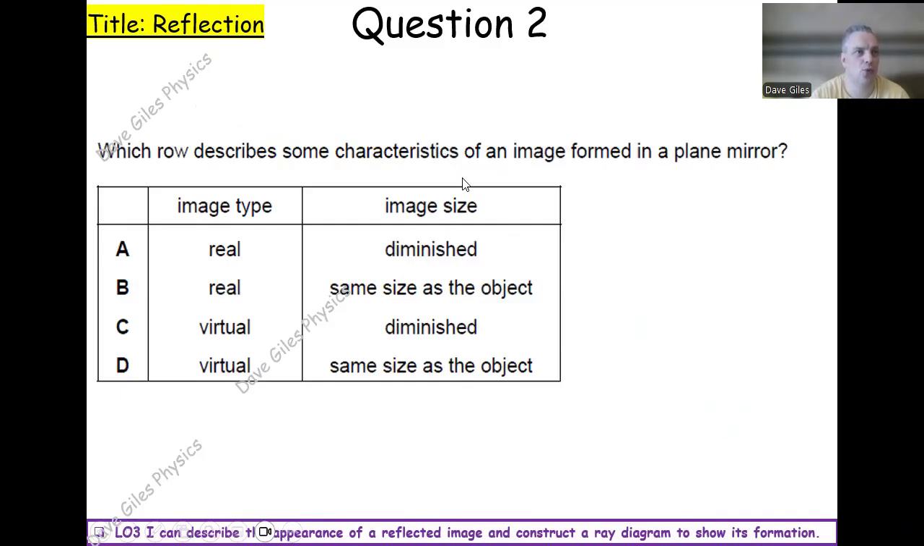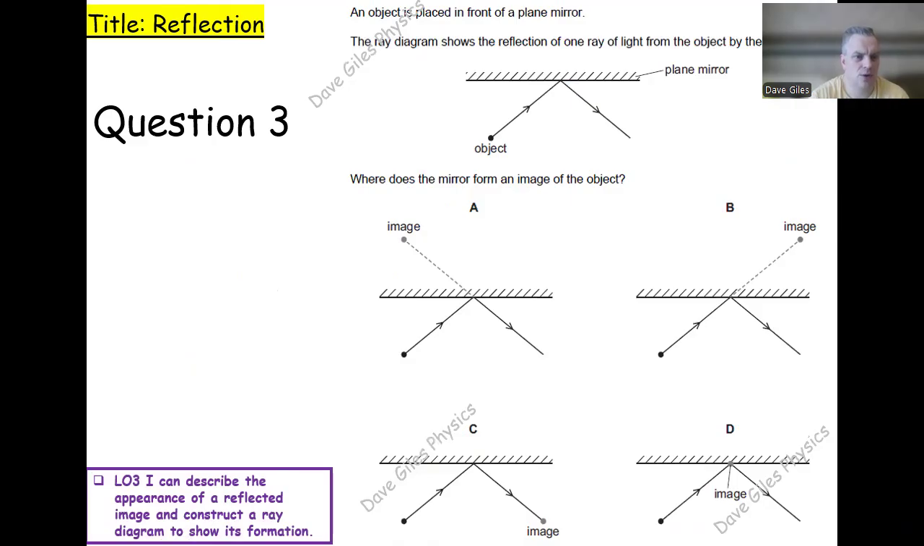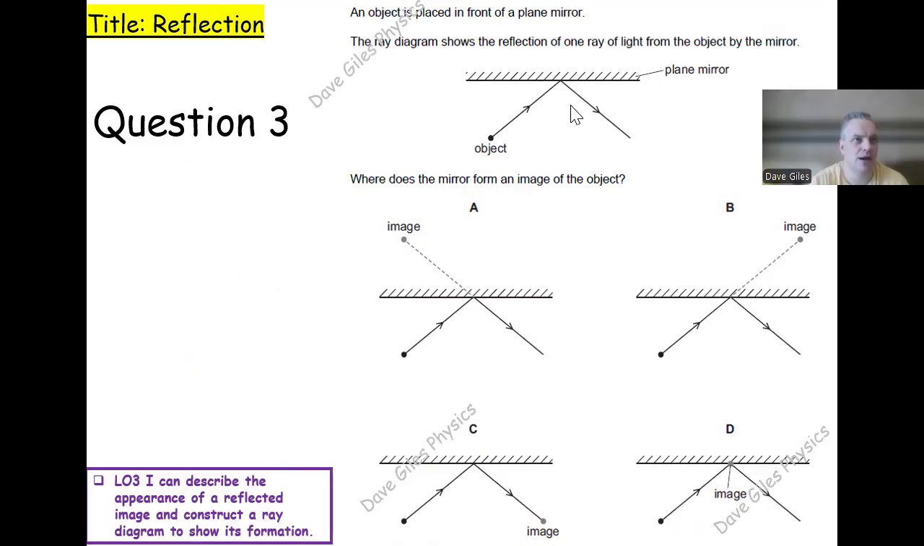Describe which row describes some characteristics of an image formed by a plane mirror. Well, we've already said it's virtual, so we know it's either C or D. And the image size should be the same as the object, so therefore it is D. And question 3, this is the last of the multiple choice questions.